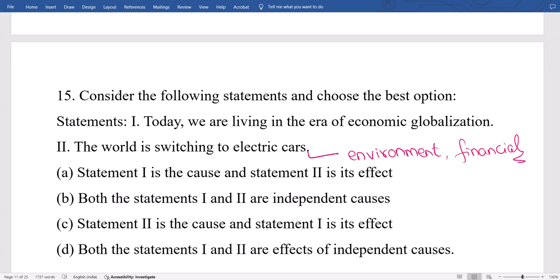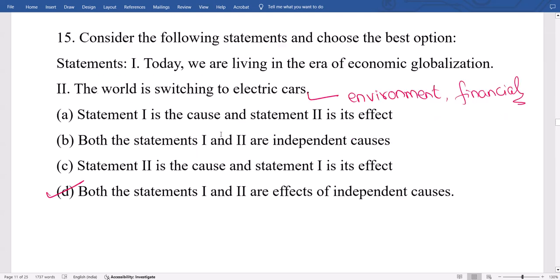Both are different issues. Both are effects, but of different causes. It's not the same cause. In the era of economic globalization, and the world is switching to electric cars, both are effects of independent causes, not the same cause. Right. So let's see the next one.